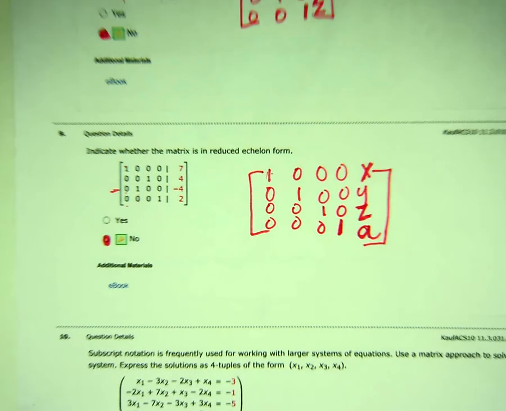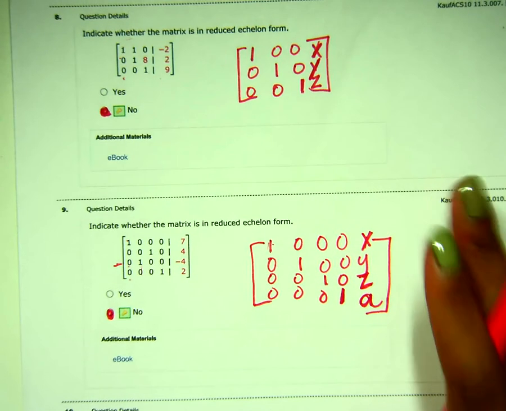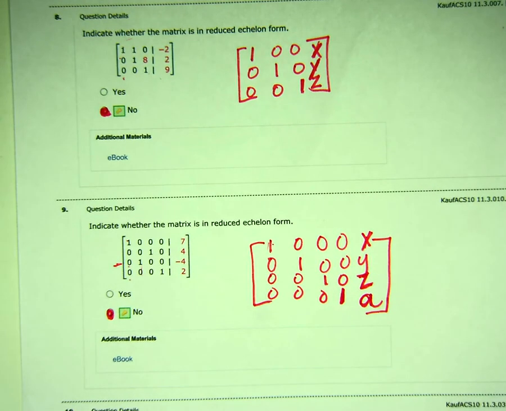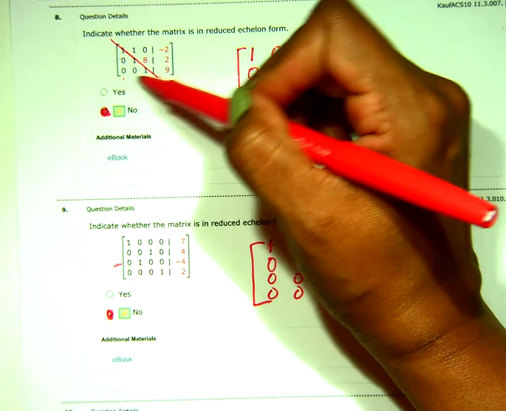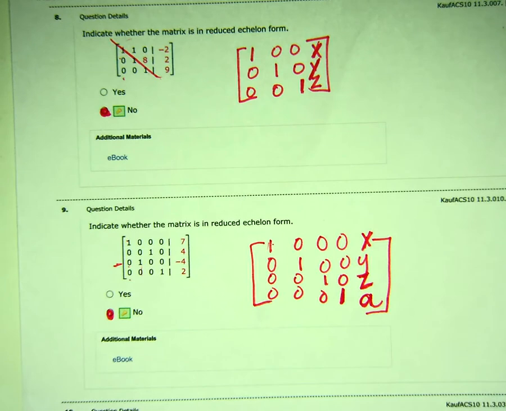So let me zoom back out for number 8 as well. You will always have a diagonal of 1s. That's how you'll know if it's reduced row echelon. Even if there's a diagonal, be mindful that everything else has to be zeros. So that's going to be the catch.